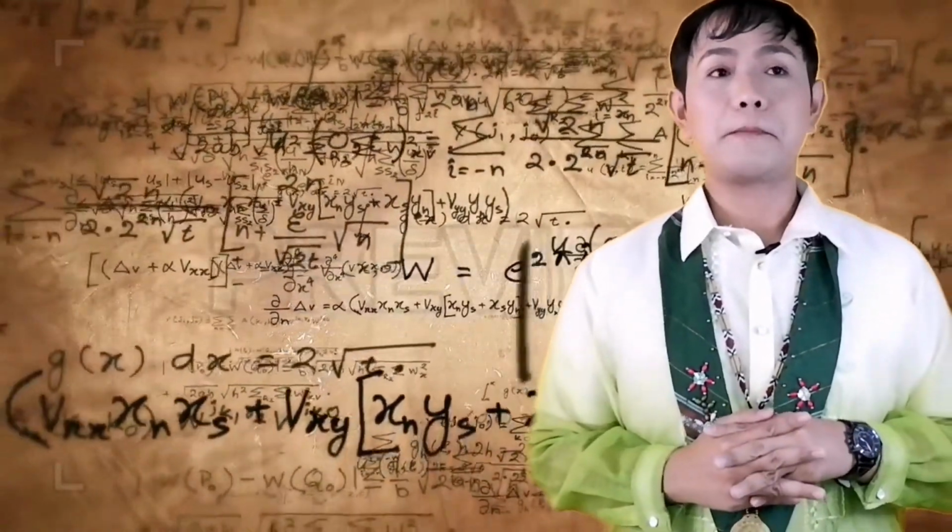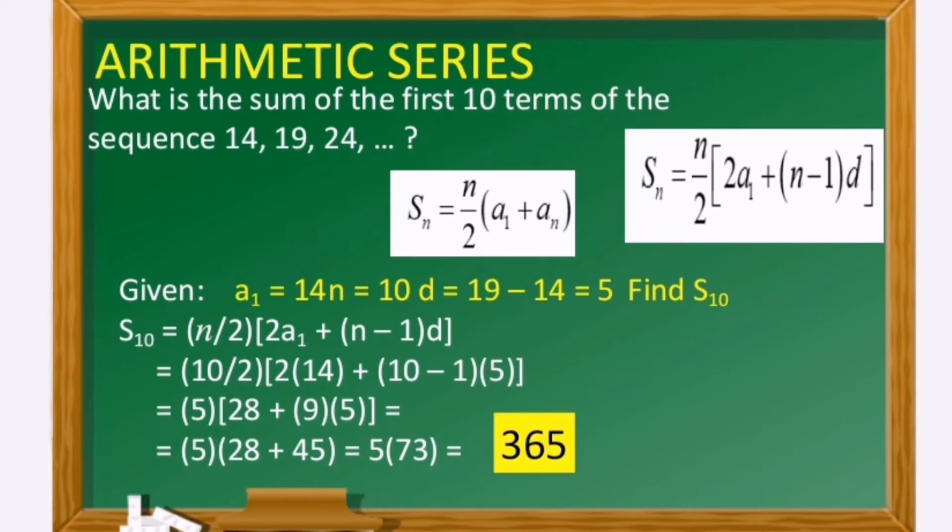The first one is, what is the sum of the first 10 terms of the sequence 14, 19, 24, and so on? First, we are going to list the given. We have a sub 1 equal to 14. The total number of terms is 10. The common difference can be obtained by subtracting 14 from 19. So we have 19 minus 14 equals 5. And then we are now ready to find our S sub 10.